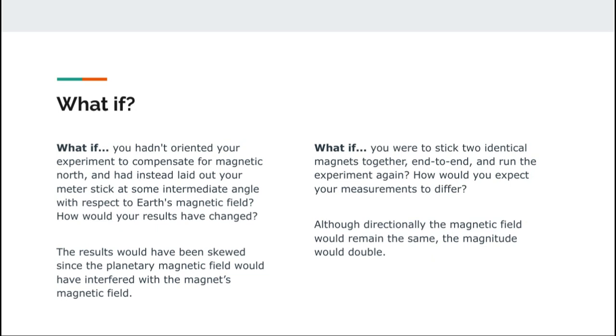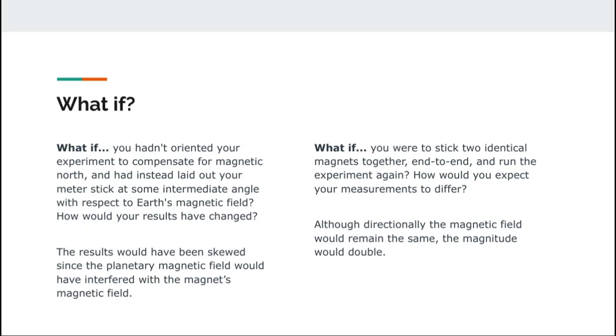What if we had oriented the experiment to compensate for magnetic north and instead laid out the meter stick at some intermediate angle with respect to Earth's magnetic field? How would the results have changed? They would have been skewed, since the magnetic field of the planet would have interfered with the magnetic field of the magnet. They're different values, so the data would have been different.